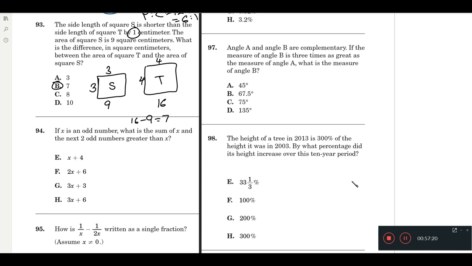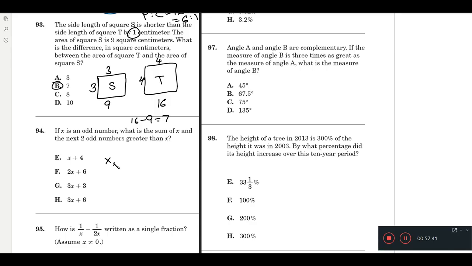94. If x is an odd number, what is the sum of x and the next 2 odd numbers greater than x? Well, it's similar to the consecutive, right? If an odd number is x, the next odd number is how much more than it? X plus 2. Why x plus 2? Why not x plus 3? Because it doesn't matter whether it's odd or even, it's basically saying that it's 2 away.